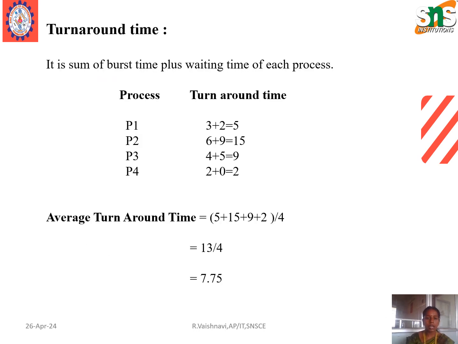Next one is turnaround time. For the turnaround time, we calculate the burst time plus the waiting time. For process 1, we have 3 plus 2, that is 5. One is burst time, another one is waiting time. We calculate that for each process, and then add these 4 turnaround times and divide by 4. Then 31 divided by 4, that is 7.75. That is the average turnaround time for the processes.